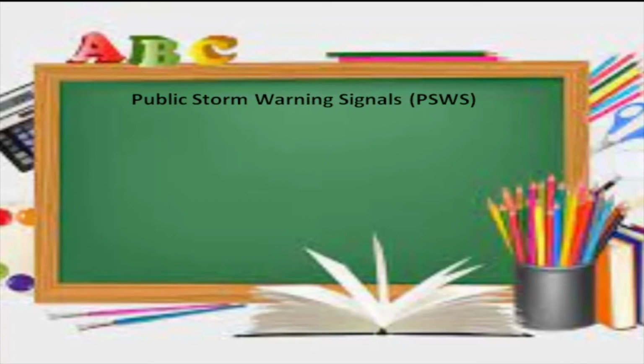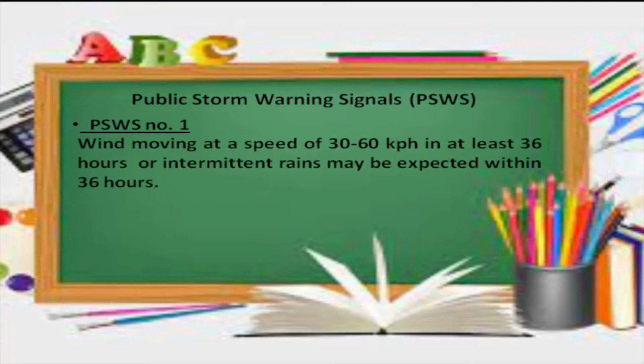In order to determine the strength of a typhoon, the Philippine Atmospheric Geophysical and Astronomical Services Administration or PAGASA issues public storm warning signals or PSWS. The first one is the PSWS number 1. The wind is moving at a speed of 30 to 60 km per hour in at least 36 hours or intermittent rains may be expected within 36 hours.